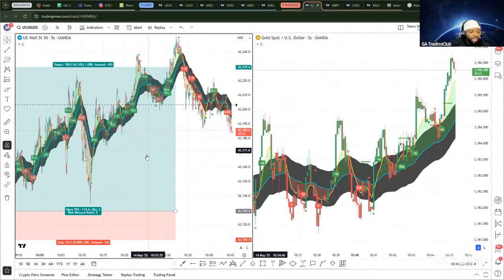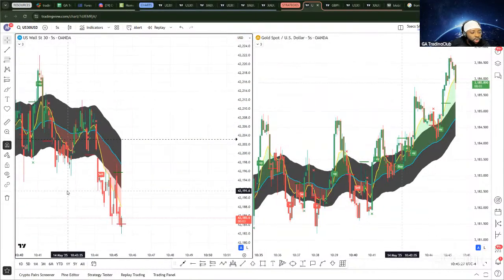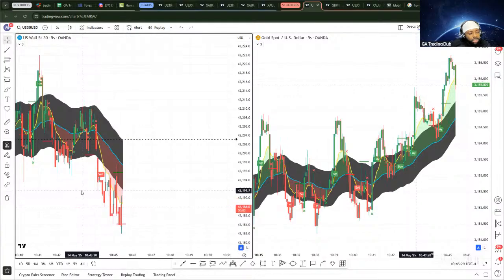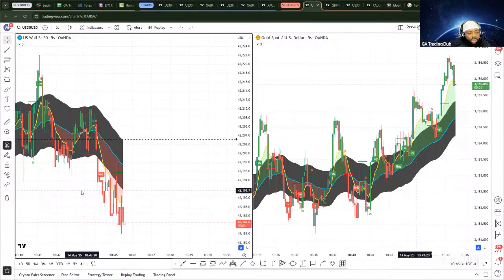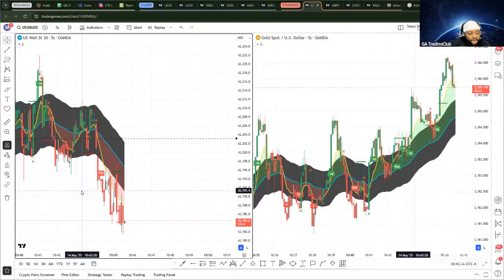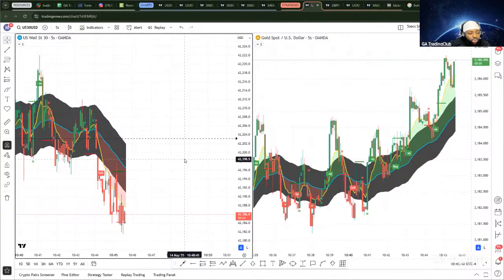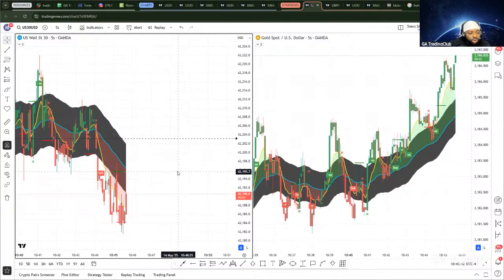So same thing here. I don't want to see any crossover. What don't I want to see? I don't want to see a crossover sell. The only way we can get a crossover sell is if we get a crossover buy first. We already have a sell momentum going on.